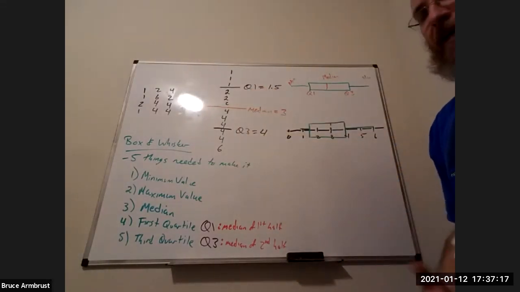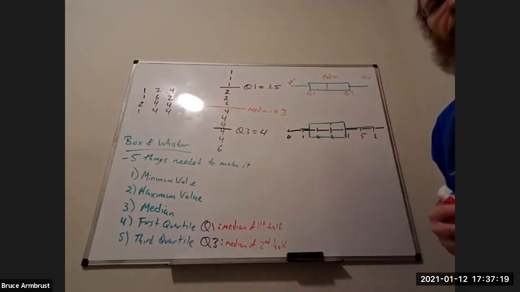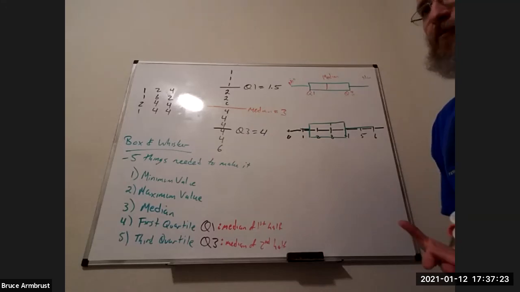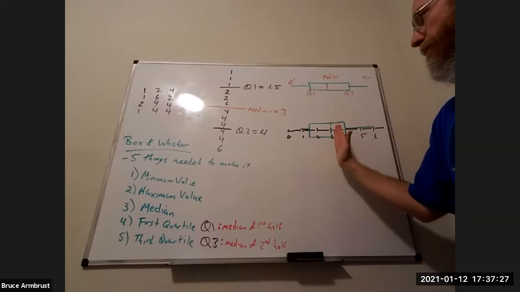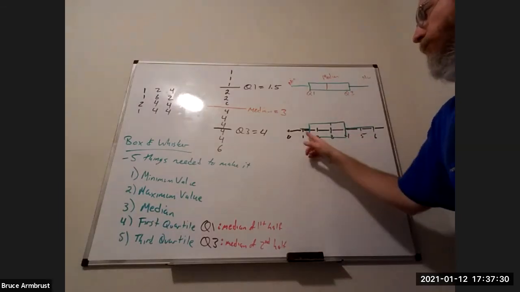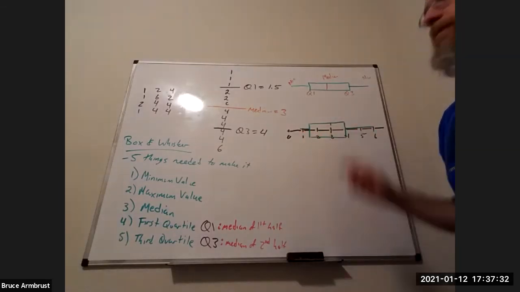Now, if I gave you different data, obviously this would look a little bit different, but it's always built the same way. The box goes from quartile 1 to quartile 3 with the median marked, and then the whiskers go to minimum and maximum.